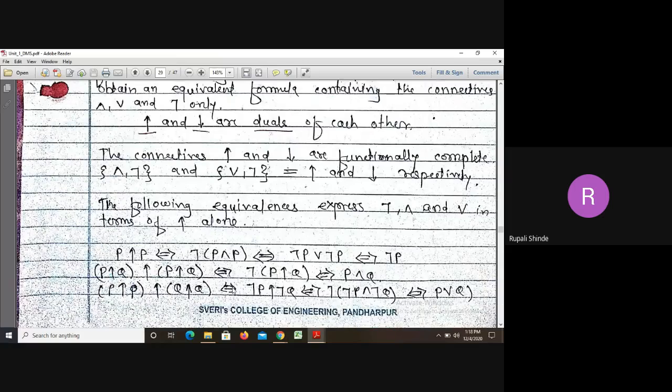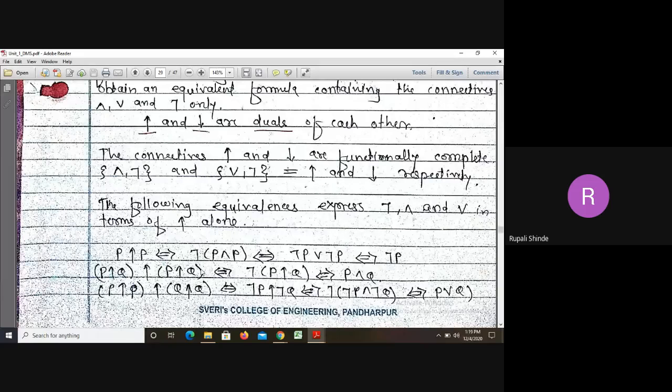Now consider the second formula, P NAND Q, NAND P NAND Q. How can we write this? P NAND Q means the negation of P and Q. First of all, we are going to solve this inner NAND. So this means the negation of P NAND Q and P NAND Q.